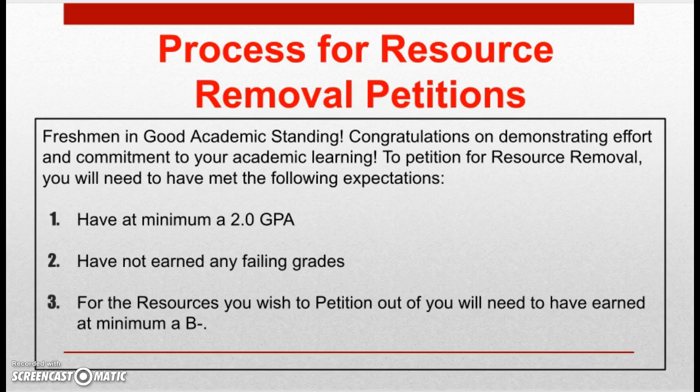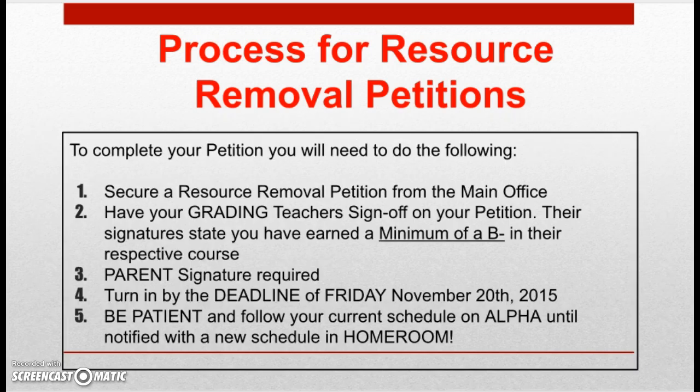So in order to be removed from any resource mods that you have been assigned from the beginning of the school year, you will have to follow through the petition process, but really you have to have a B- or better in that course for which you were assigned resource. And the process for what you will need to do is begin by picking up the resource removal petition in the main office. It'll be available later this week. Listen to announcements. You will need to have your grading teacher sign off on your petition. Their signature states that you have essentially earned a minimum of a B- in their respective course. And in addition to teachers, you will also need your parent signature.